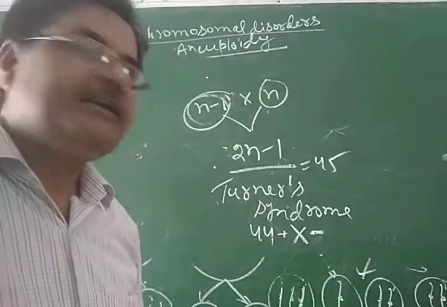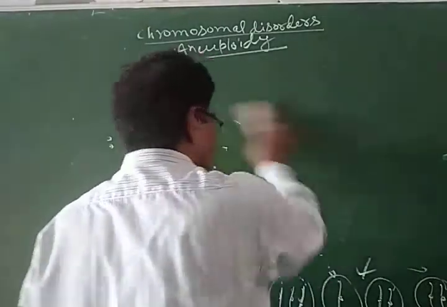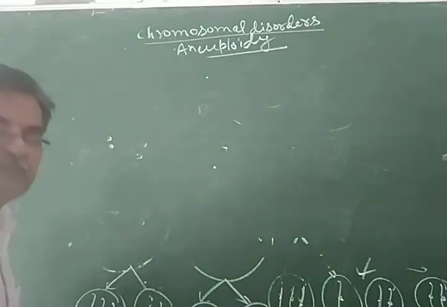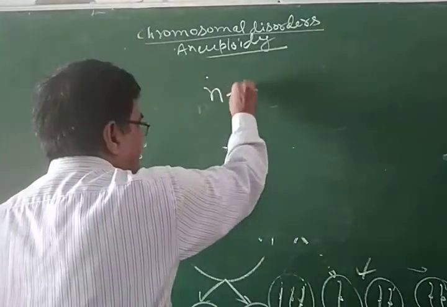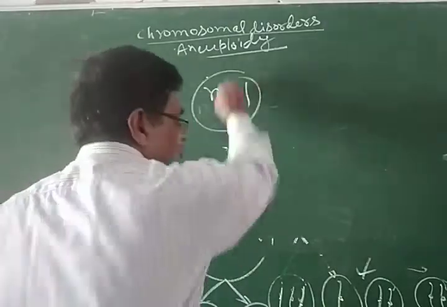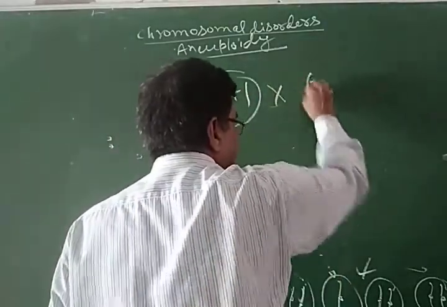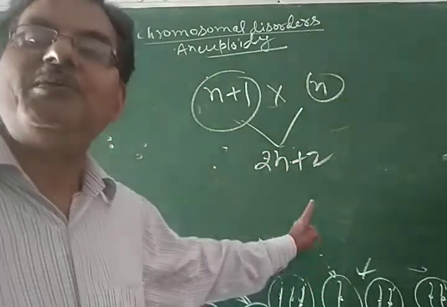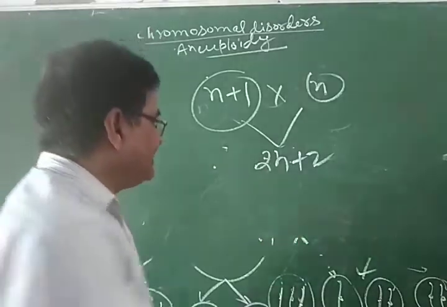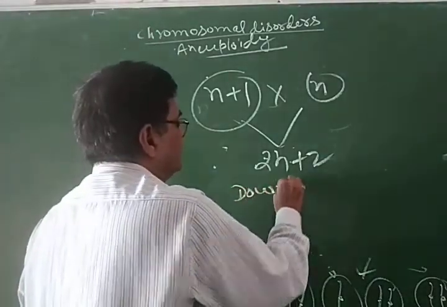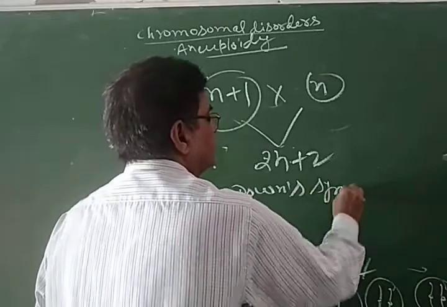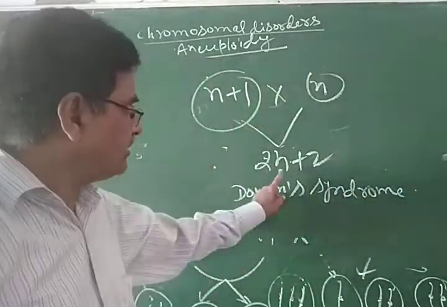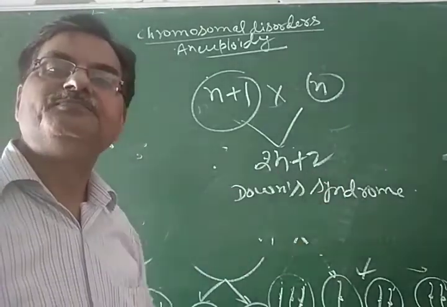Likewise, now see another condition. Suppose this is the n plus 1 male gamete fused with a normal female gamete. What will be the condition? 2n plus 1 is the trisomic condition. It may result in Down syndrome, that is a trisomic disorder.